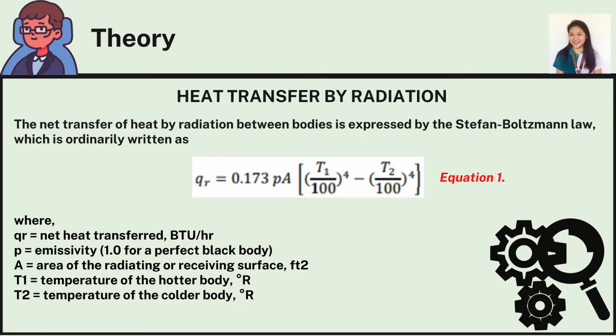The heat that is transferred from the outside pipe to the environment is expressed by the Stefan-Boltzmann law, which is shown in equation 1, where QR is the net heat transferred with the unit of BTU per hour. P is the emissivity, 1.0 for a perfect black body. A is the area of the radiating or receiving surface. T sub 1 is the temperature of the hotter body, and T sub 2 is the temperature of the colder body.